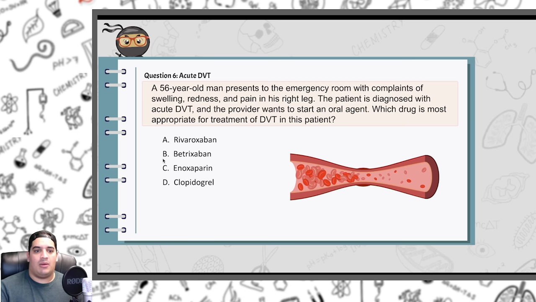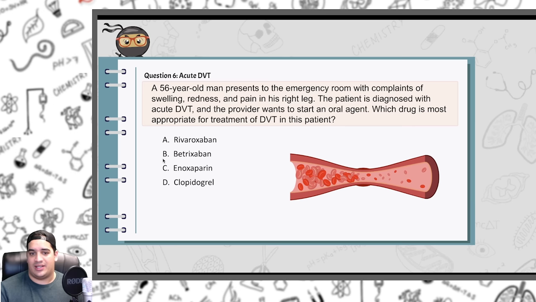So rivaroxaban is an oral agent. Betrixaban is not really utilized often. It can be used prophylactically, but not for acute DVT. And to be honest with you, I don't think I've ever used it or seen it in practice. Enoxaparin is a heparin molecule, primarily given via injection. Clopidogrel is not an anticoagulant, it's an antiplatelet, so that would not be best in this one.